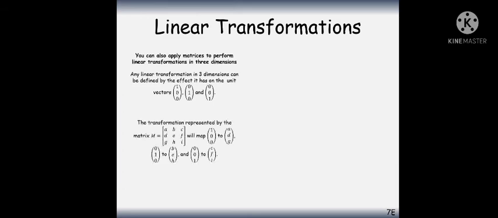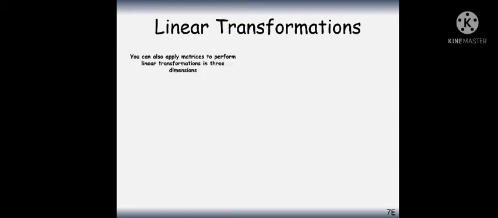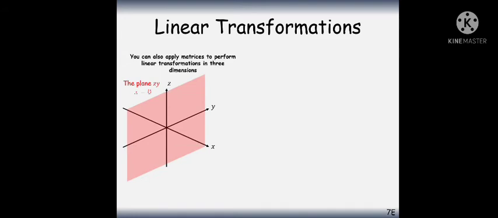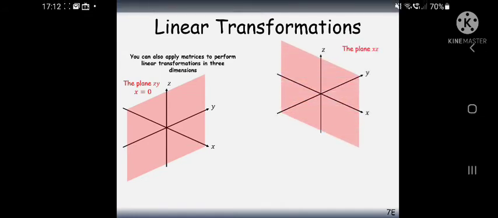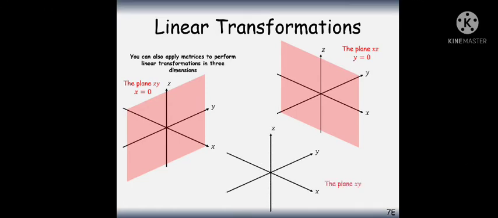So the transformation represented by the matrix M, which is A, B, C, D, E, F, G, H, I, will map 1, 0, 0 to A, D, G, 0, 1, 0 to B, E, H, and 0, 0, 1 to C, F, I, using the vectors. So there's the plane xz, where y is 0, and the plane xy is the bog standard plane we all know about, but with just a vertical z.